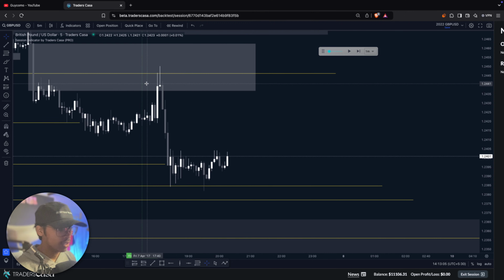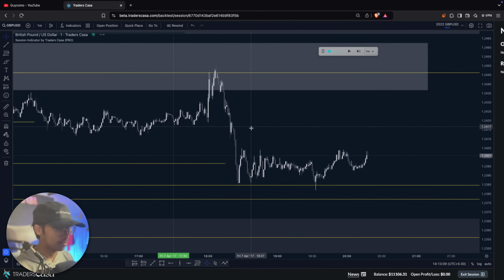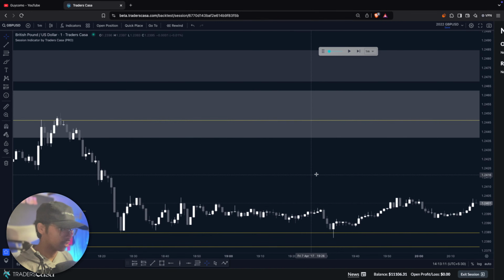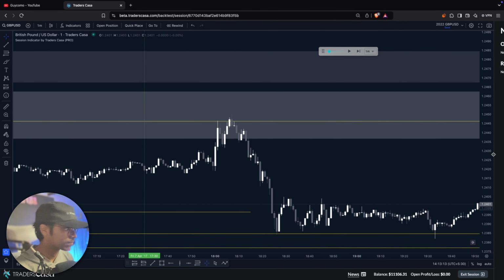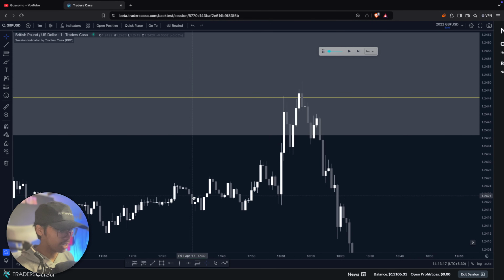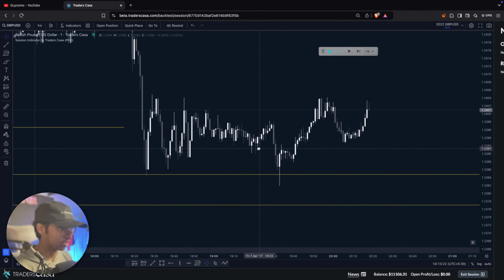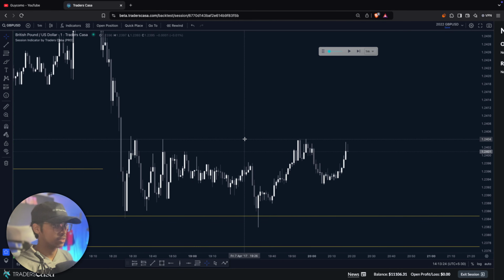So here we have an inverted fair value gap. Okay, I told you that there is an inverted fair value gap, and I will take an entry on that thing. So this fair value gap that was inverted, it went back down, and then you guys can see how sharply it went down. Okay, so let's see what it is trying to do.